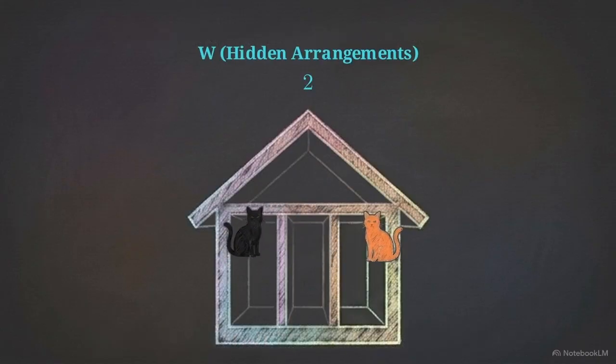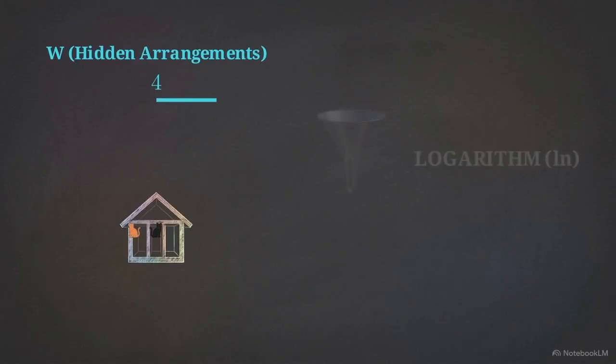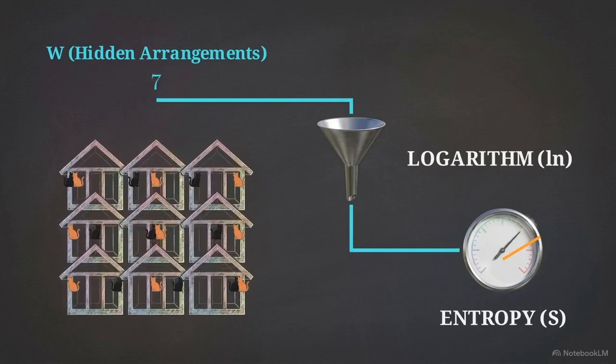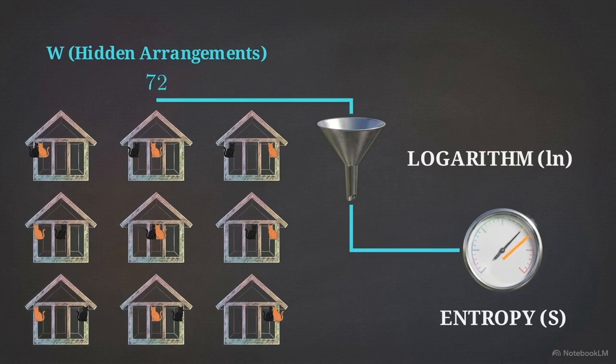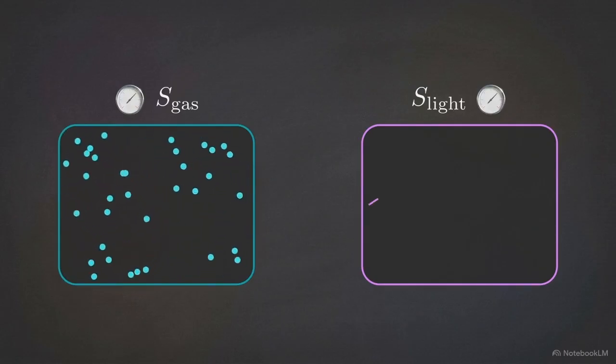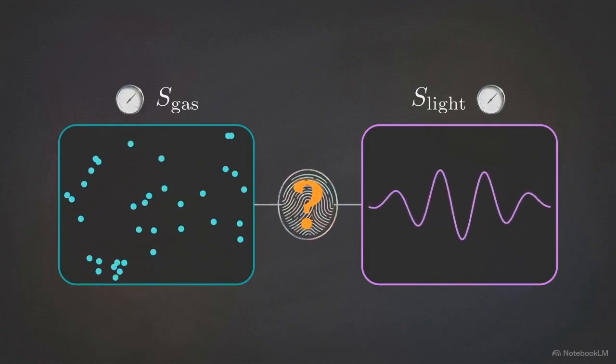The total number of hidden arrangements is W. Because W grows so violently large, we pass it through a mathematical logarithm to compress it into a useful, slow-moving thermodynamic value known as entropy, or S. Entropy is a record of how many different microscopic ways a system can be scrambled internally while maintaining the exact same outward appearance. W represents the raw number of those possibilities. Einstein knew the entropy behavior for a gas of physical particles. His strategy was to calculate the entropy of high-frequency light and see if the math produced a match.